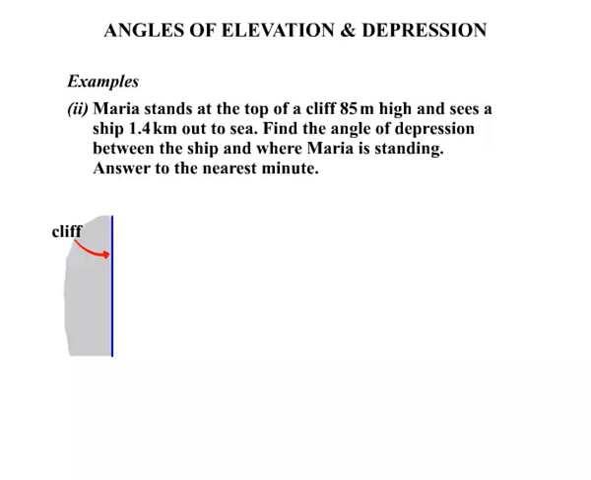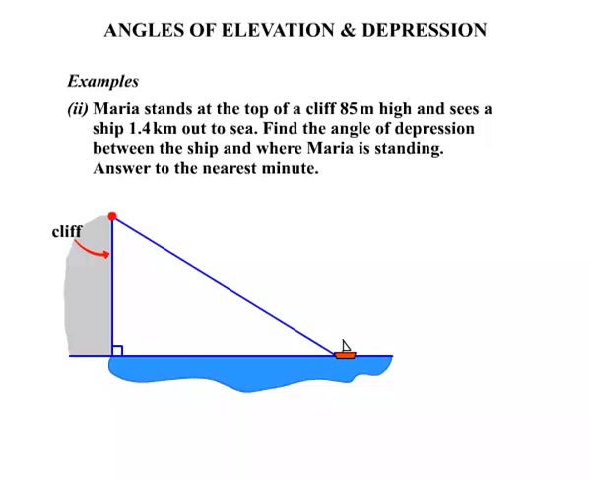There's our cliff. Maria there is at the top there. Out to sea, there's the water, the ocean. There's our boat, she sees the boat out there, the ship. Now we're given the cliff as 85 meters high, let's mark that in. The ship is 1.4 kilometers out to sea. Now rather than write 1.4 kilometers, we'll write that as 1400 meters, given that we've already written the cliff as 85 meters. So let's deal with the same units.